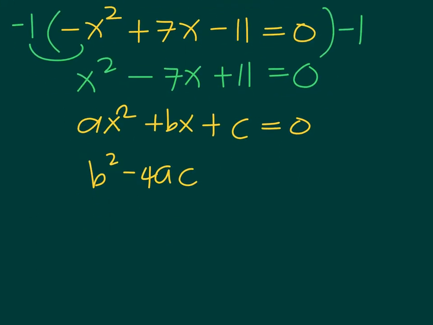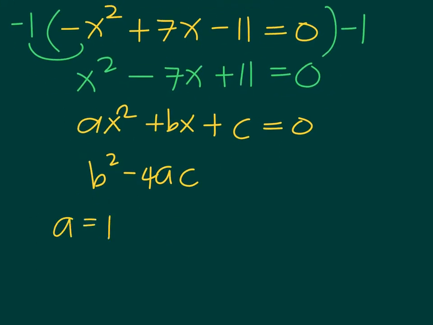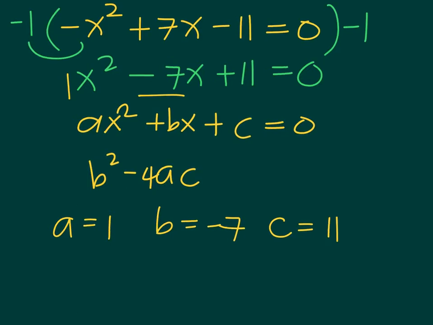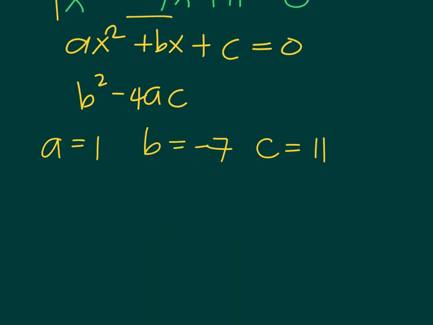So identifying my a is 1, that's 1. My b is negative 7, it's here. And the c is equal to 11. Then plug in the values. Well, make sure you use a parenthesis because the value will become different if you don't use a parenthesis when you substitute.